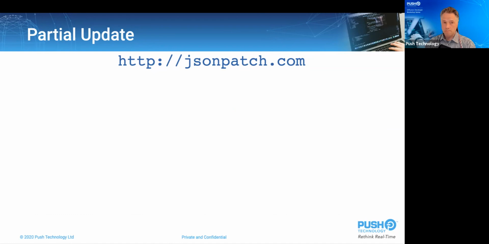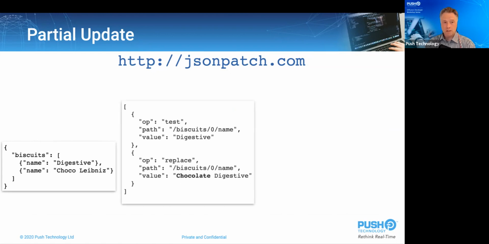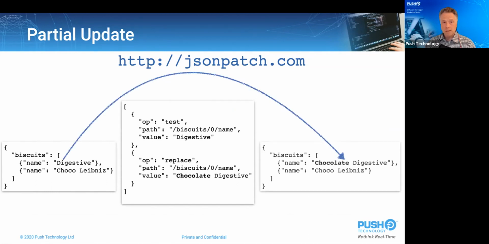For example, imagine we have this JSON document, again with the biscuits. This JSON patch, when executed on the server, will atomically replace the name property of the first array element only if it is currently digestive. Some of you may recognize this looking a little bit like compare and set or compare and swap operations, which are common in high-performance computing.